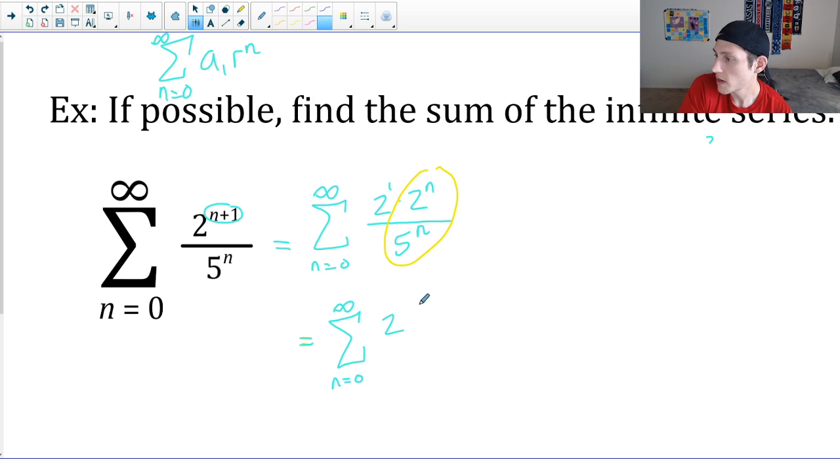2 to the n over 5 to the n. We can use our exponent rules to rewrite that as this.